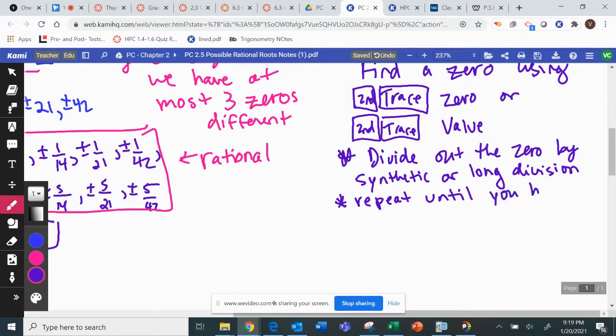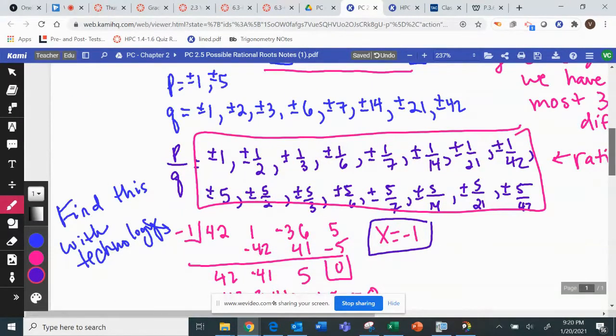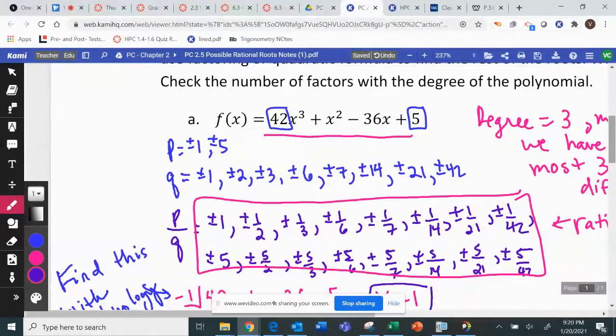Until you have a quadratic left. And then when we have a quadratic left, we will either factor, use the quadratic formula, or complete the square. So if you have a cubic like we had here, we would only have to find 1 zero with the calculator.